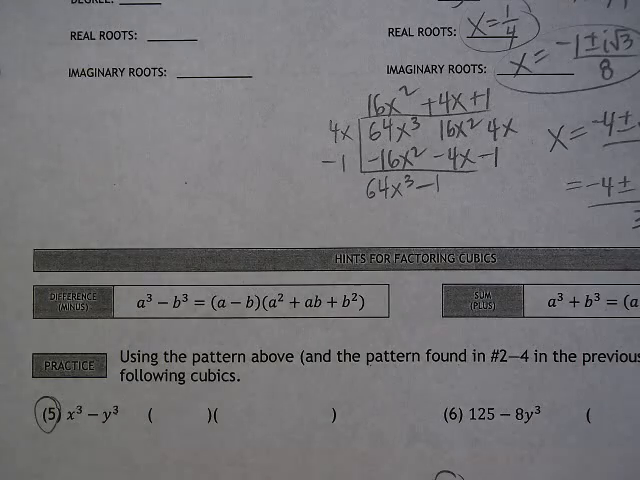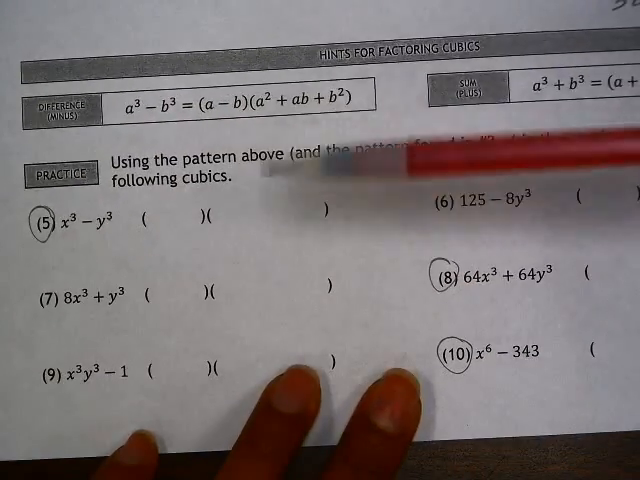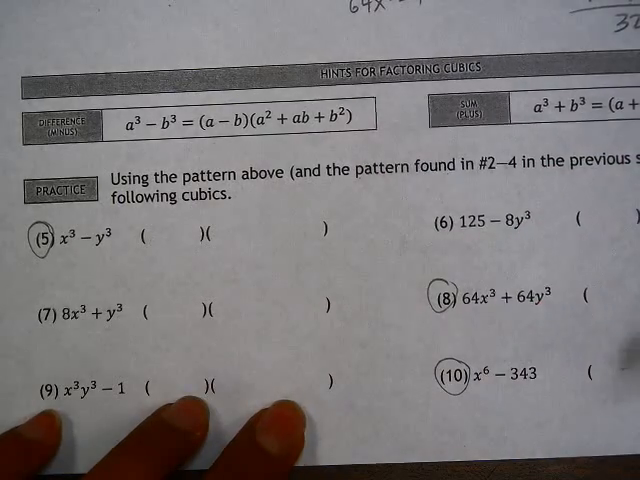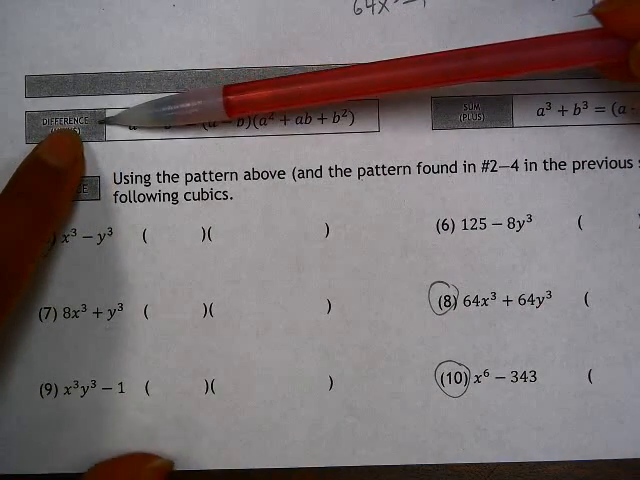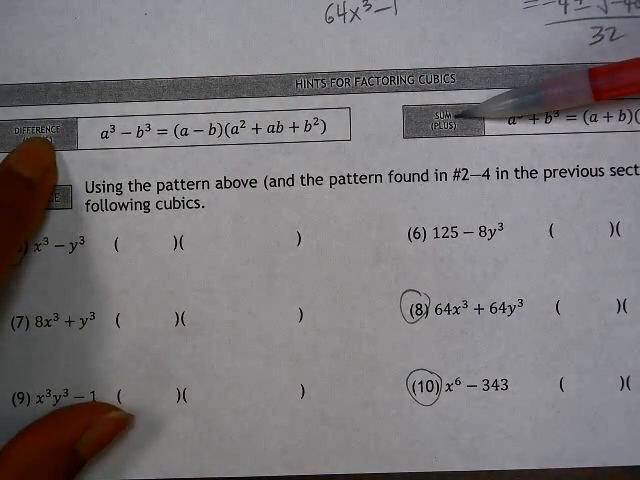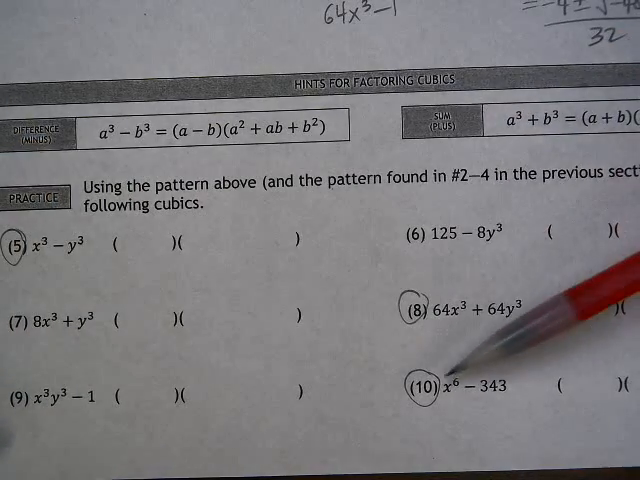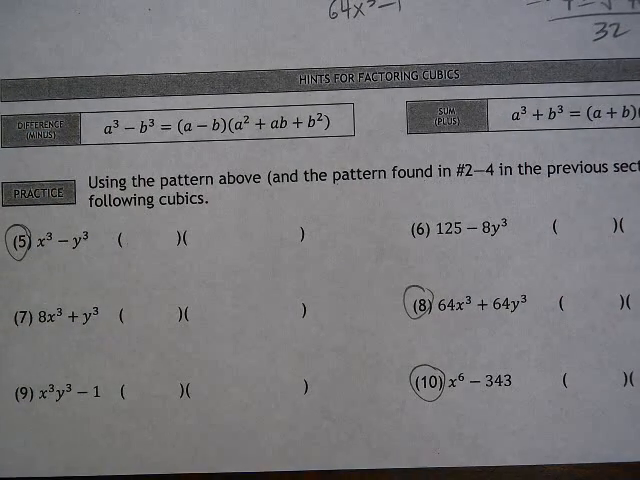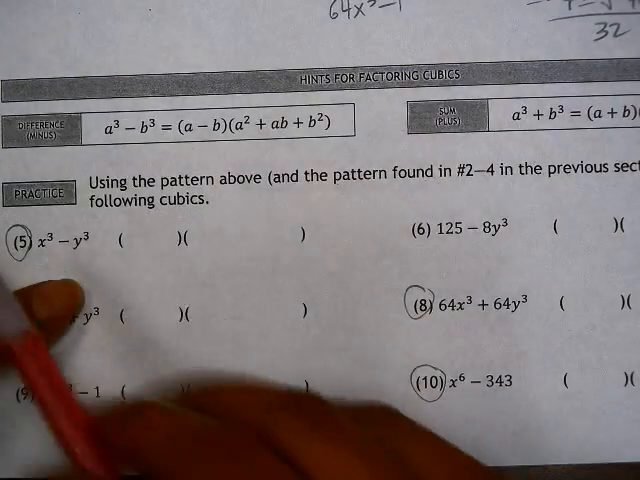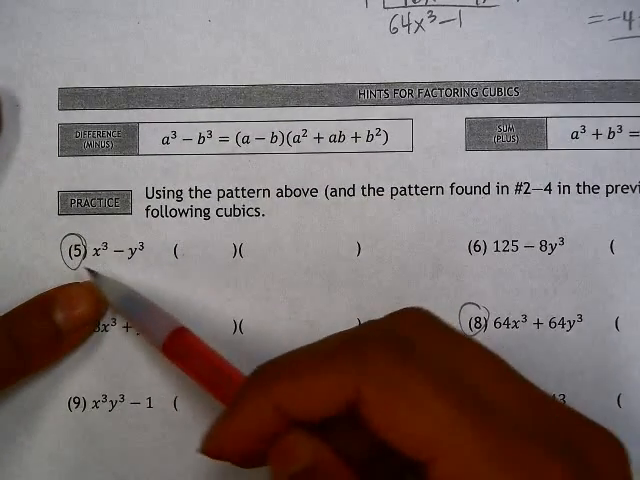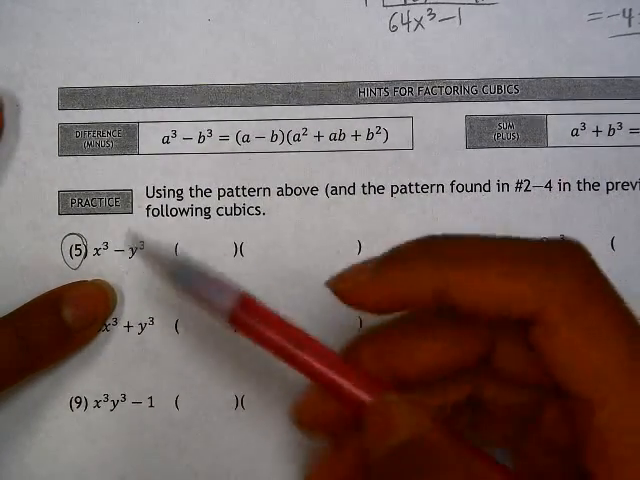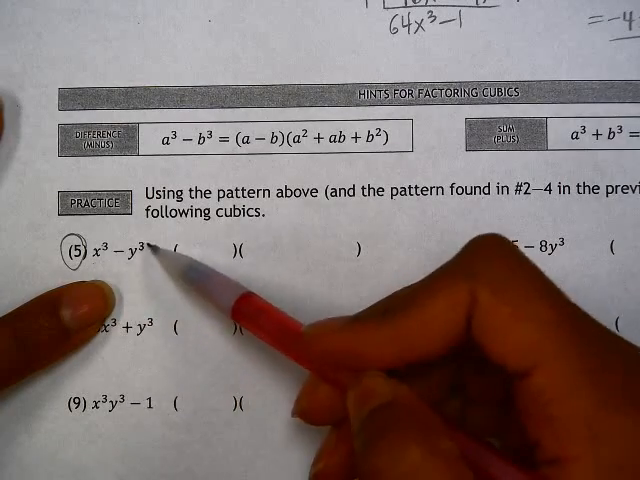This is worksheet 13.5, and we're looking at this bottom section here. All of these polynomials are either a difference of cubes or a sum of cubes. All of these terms are what we call perfect cubes. In order to start, we first need to determine, for example on number 5, whether this is a sum or a difference. So this is x cubed minus y cubed.